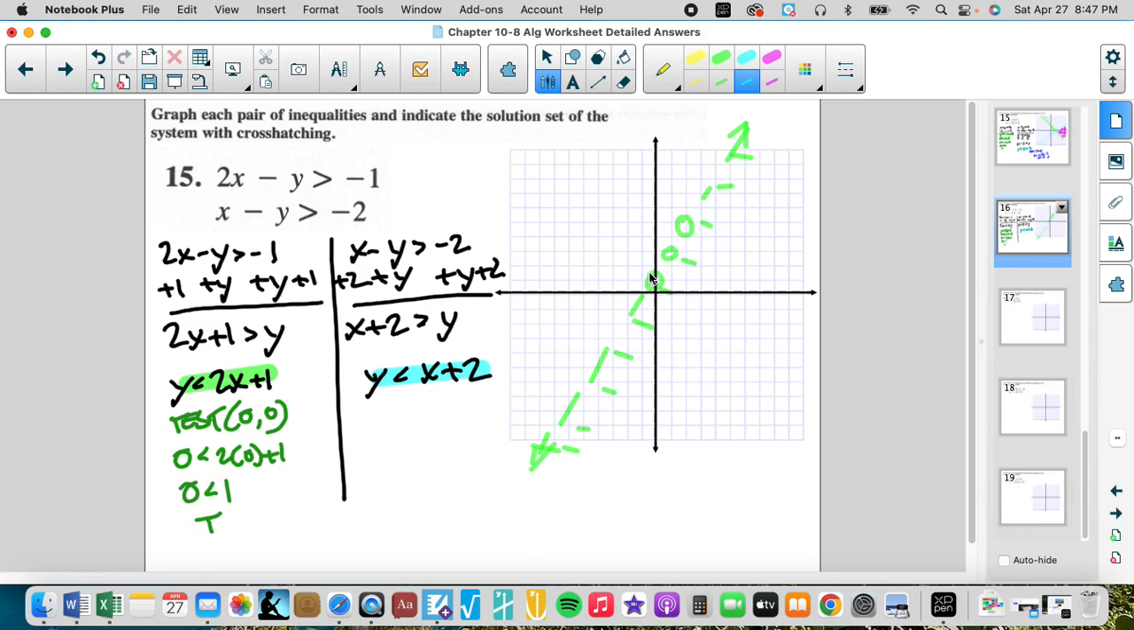2, open circle, up 1, right 1, up 1, right 1. Ugh, that is so close. Why would you do this?